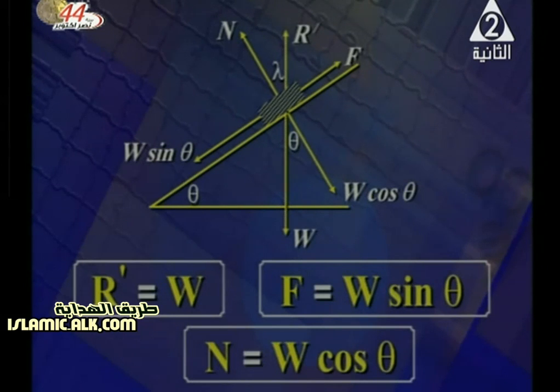Look at, dear student, the plane inclined to the horizontal by angle theta. We resolve W along the slope of the plane, W sine theta, and W cosine theta, in two perpendicular axes. Then N equals W cosine theta.